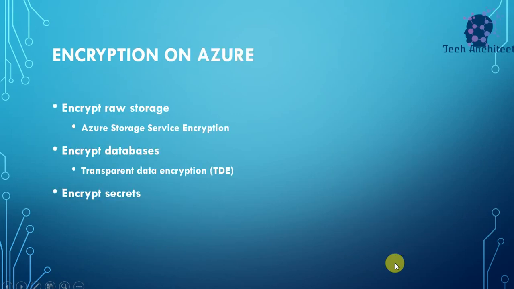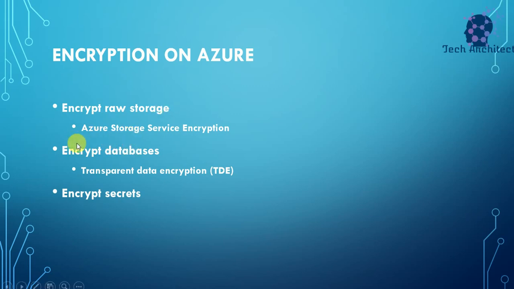So the next thing is encryption on Azure. Encrypt raw storage. Azure Storage Service Encryption automatically encrypts your data before persisting it to Azure managed disks, Azure Blob storage, Azure Files, or Azure Queue storage, and decrypts the data before retrieval. Encrypt virtual machine disks: Azure Disk Encryption.